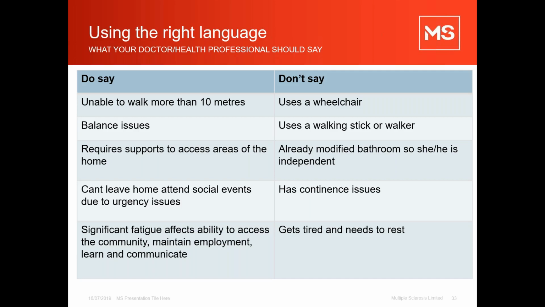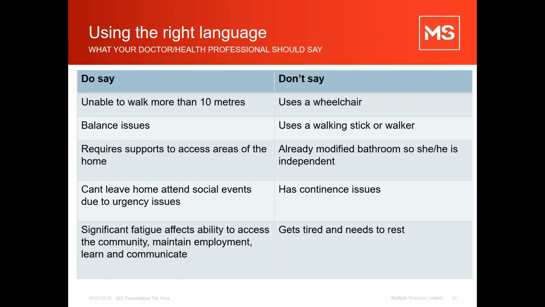It's much better to say Joe needs supports to access areas of their home rather than saying that, oh, well, their bathroom is modified so they're independent. Well, that might not actually be true. Saying the person can't leave home to attend social events due to urgency issues is much more clear than just saying somebody has continence issues.